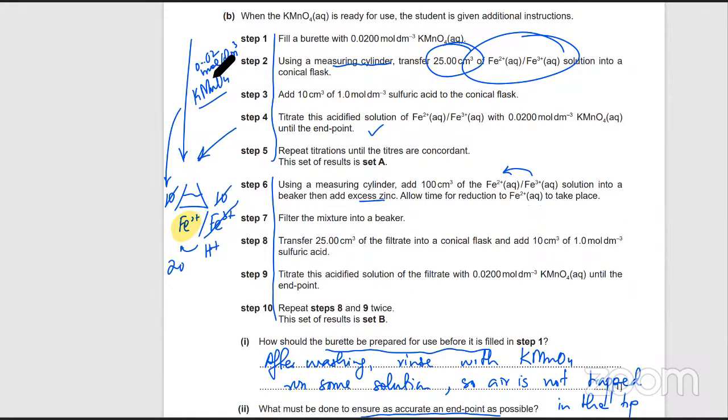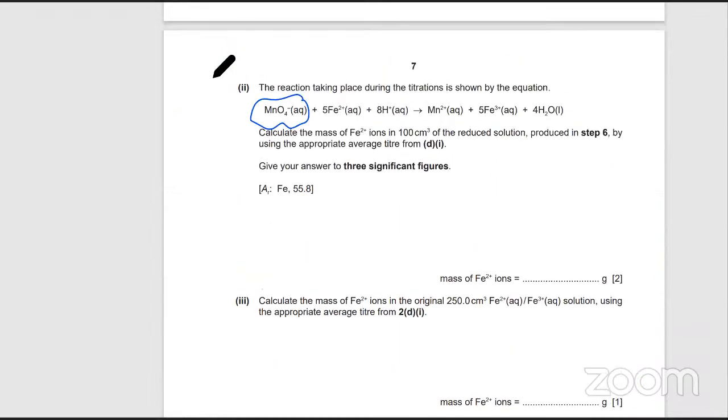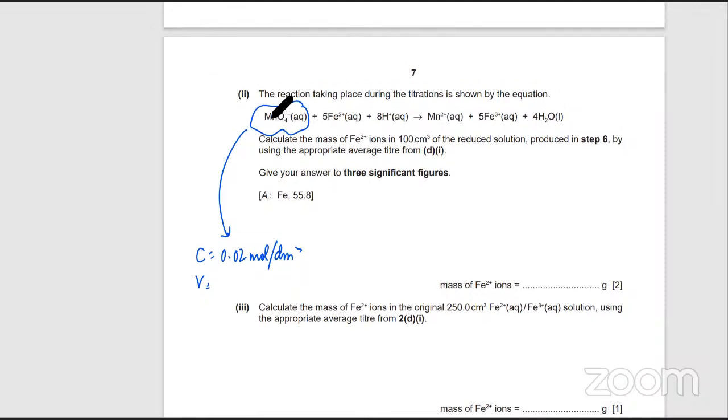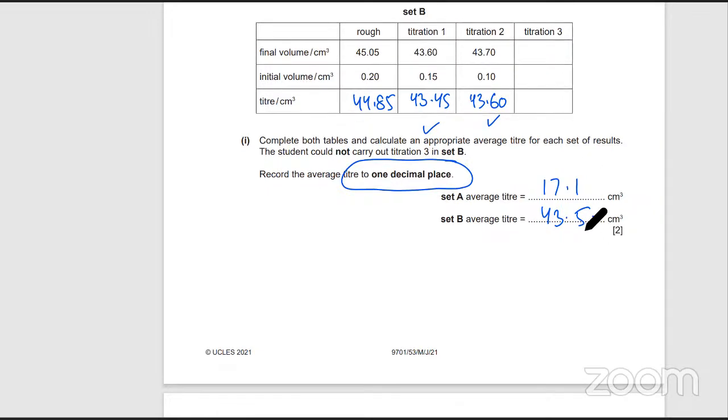So the concentration was 0.02 mole per dm³. And the volume, remember he's talking about the reduced solution. The volume used was, how much did the KMnO4 burette reading come to? That was 43.5. It said the second reaction rate was coming out to be 43.5.